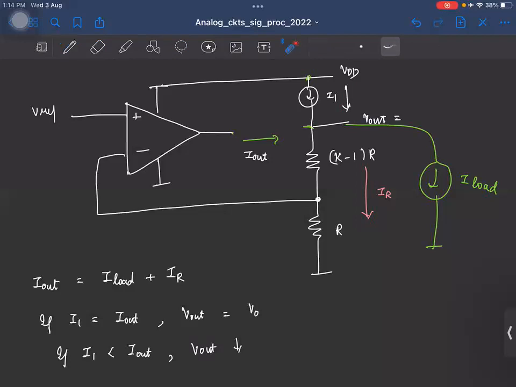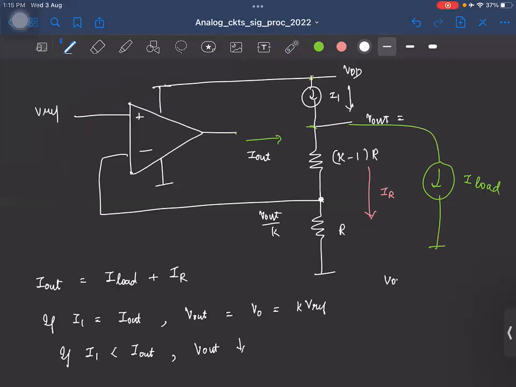What we need to do is compare V out with the ideal voltage you want, right? And if you think about it, that's already being done here, right? For example, if this is V out, what is this? This is V out by K, right? And our V naught is K times V ref, right? So here I have V out by K that is compared with V ref.